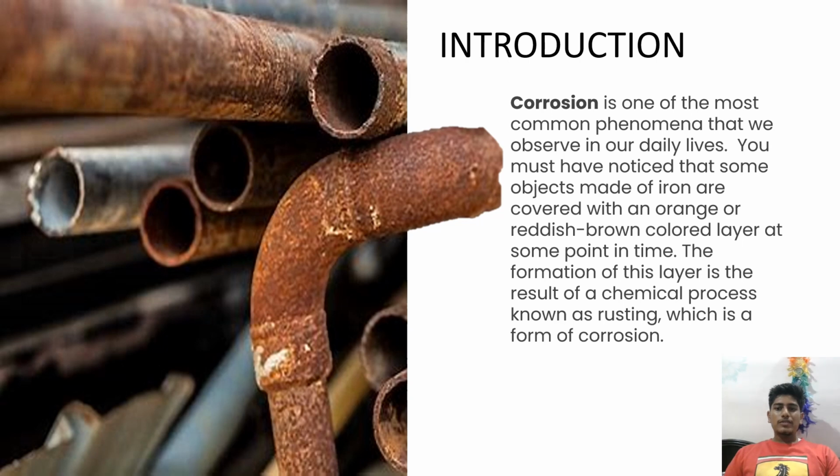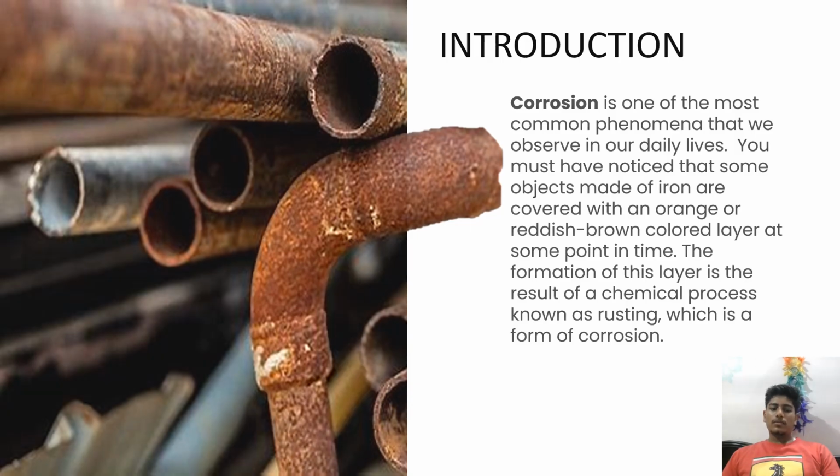Corrosion is one of the most common phenomena that we observe in our daily lives. You must have noticed that some objects made up of iron are covered with an orange or reddish brown colored layer at some point in time. The formation of this layer is the result of the chemical process known as rusting, which is a form of corrosion.